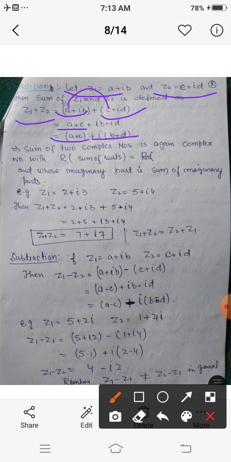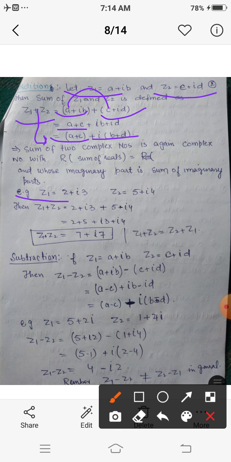Hence we can say that the sum of two complex numbers is again a complex number, and the real part of the resultant complex number is the sum of the real parts, because a is the real part of z1, c is the real part of z2, and the imaginary part equals the sum of the imaginary parts of the individual complex numbers.